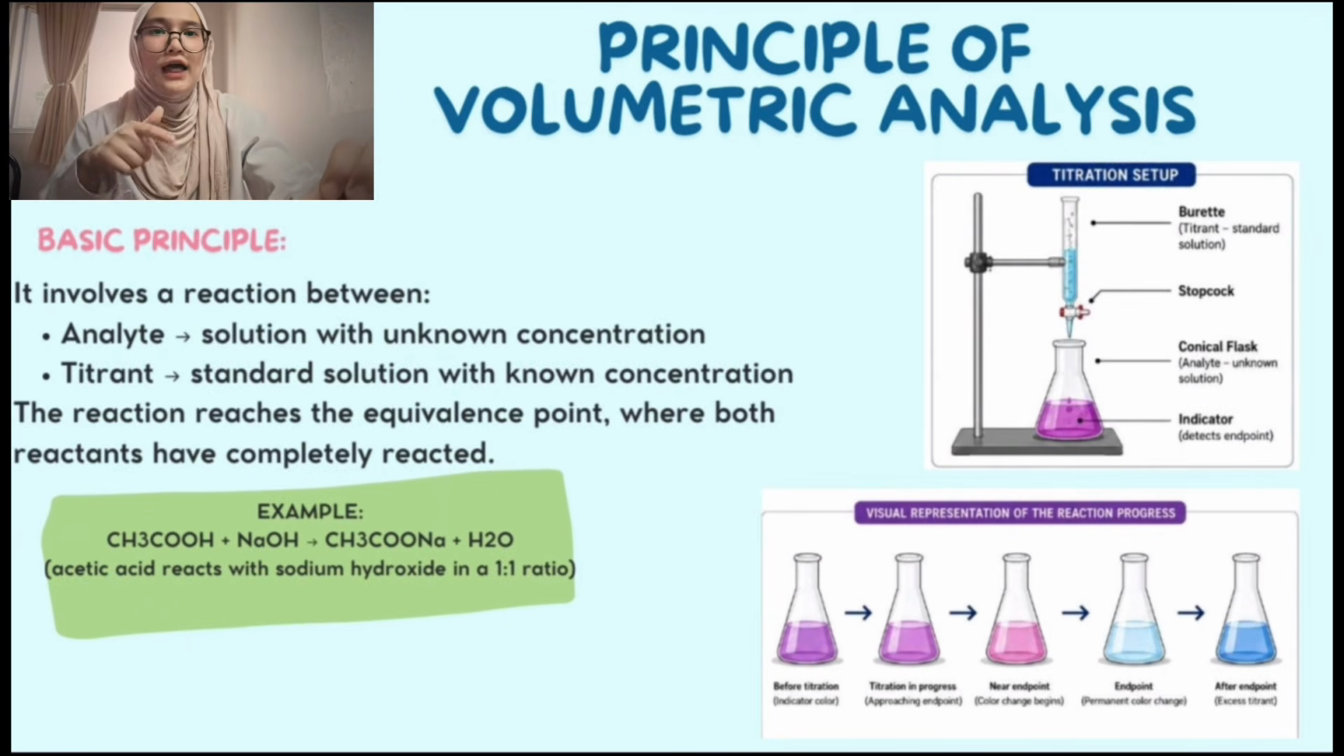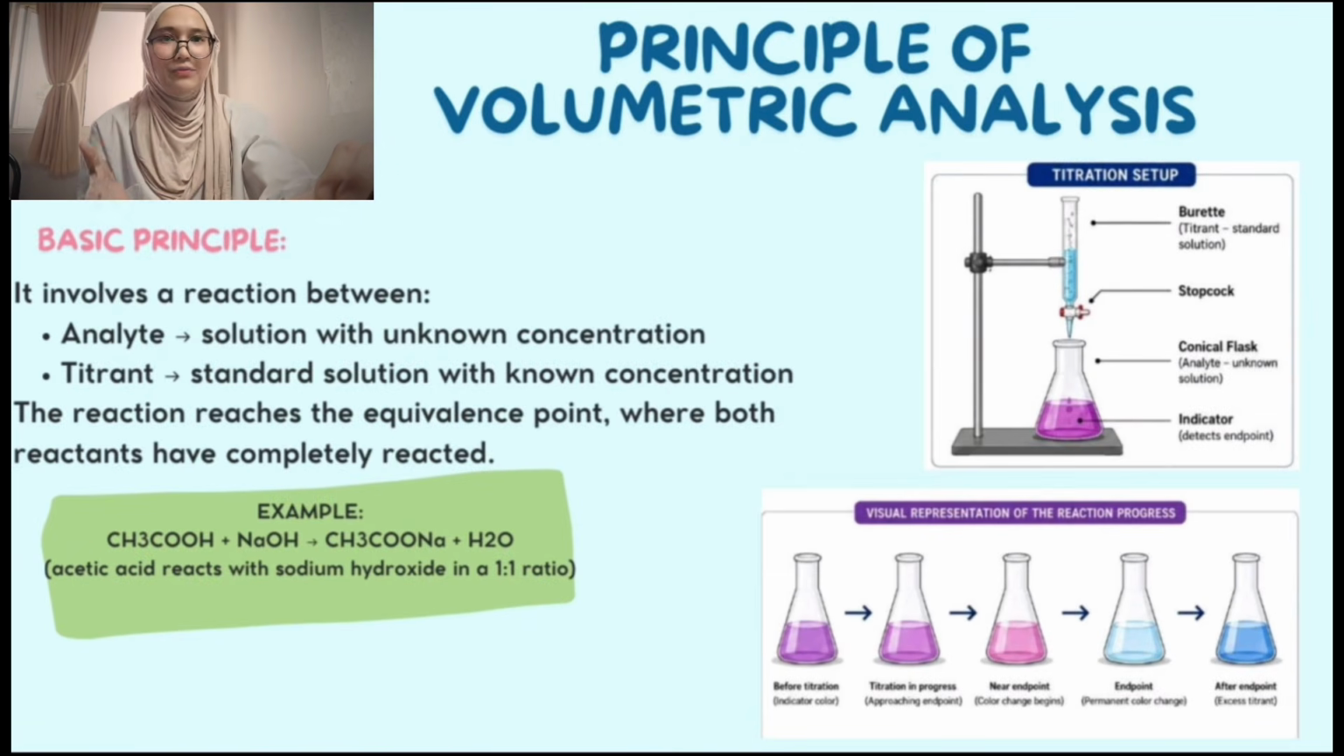This diagram shows the progression of titration. Before titration begins, the solution has its original color. As the titrant is added, the color starts to change when it approaches the endpoint. Once the endpoint is reached, a permanent color change can be observed. As I told you earlier, the pale pink color will always appear when the reaction has occurred.